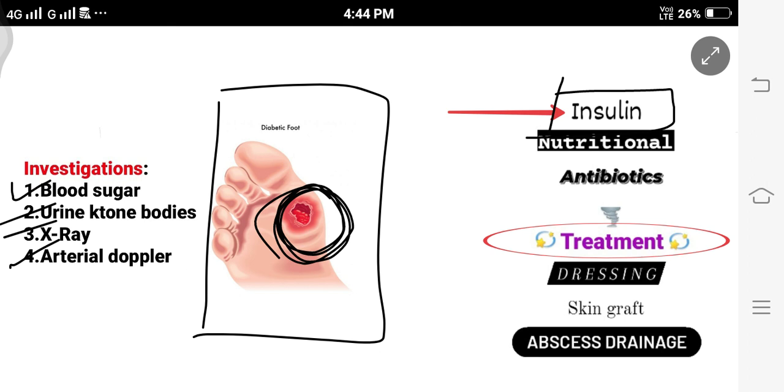Now you should give some nutritional supplements. These are part of your treatment. You should give antibiotics. You should do regular dressing and cleaning of the patient's ulcer. If granulation starts, then cover the ulcer with a skin graft, or a flap. Do abscess drainage, and amputation below the knee or above the knee if needed. These are some of the treatments of diabetic ulcers.